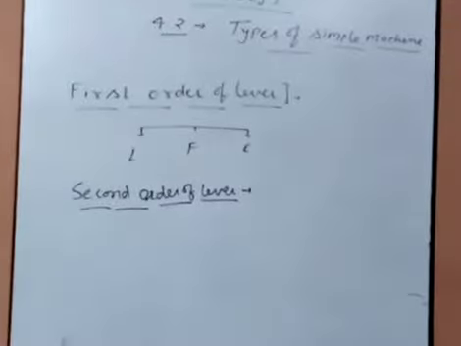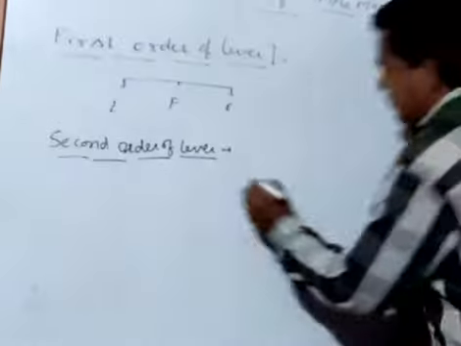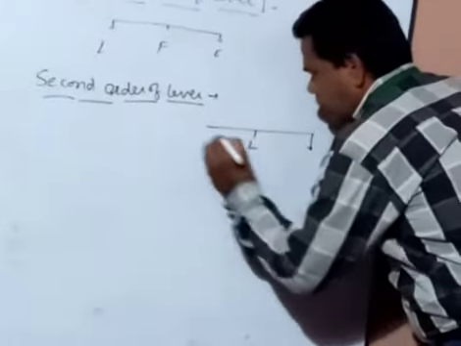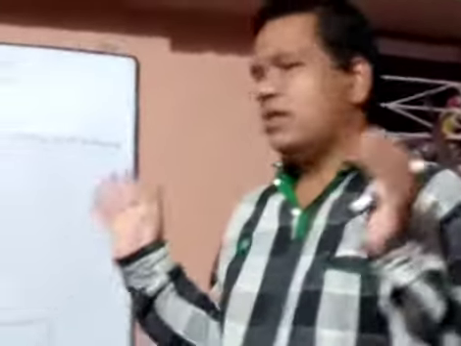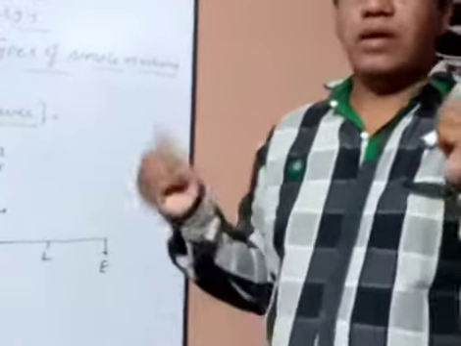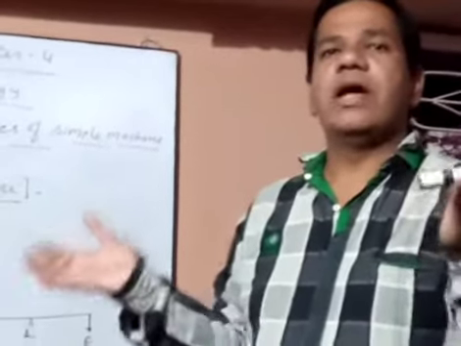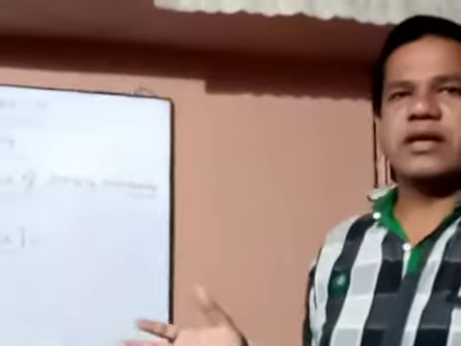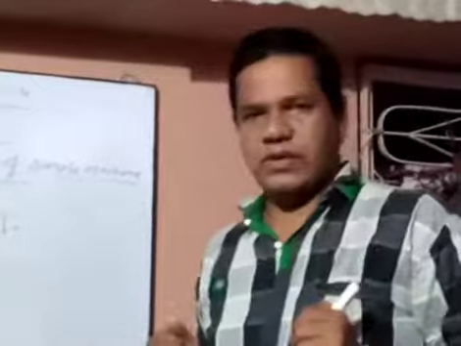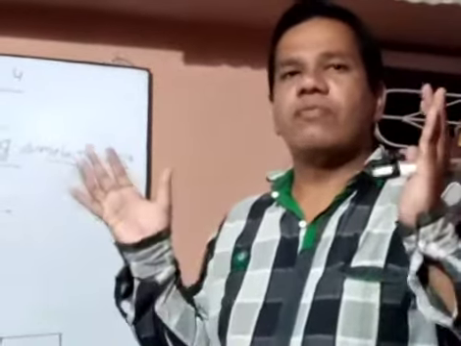Second order of lever. In this type of lever, load is situated between fulcrum and effort. In this type of lever, load arm is always smaller than effort arm. Thus, we need less effort to lift a heavier load. Nutcracker is the example of second order of lever. This lever is also called effort multiplier lever or force multiplier lever.